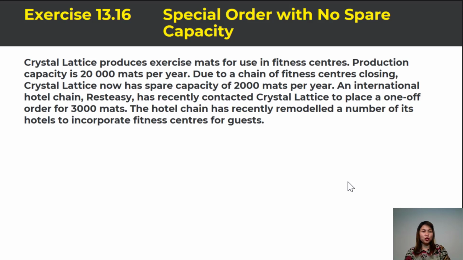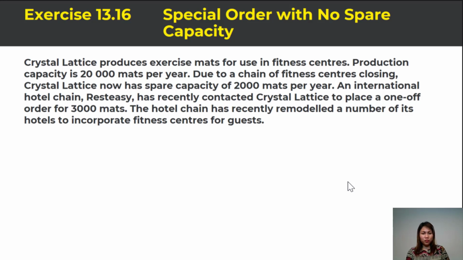Crystal Lattice produces exercise mats for use in fitness centers. Production capacity is 20,000 mats per year. Due to a change of fitness centers closing, Crystal Lattice now has spare capacity of 2,000 mats per year. An international hotel chain, Rest Easy, has recently contacted Crystal Lattice to place a one-off order for 3,000 mats. The hotel chain has recently remodeled a number of its hotels to incorporate fitness centers for guests.